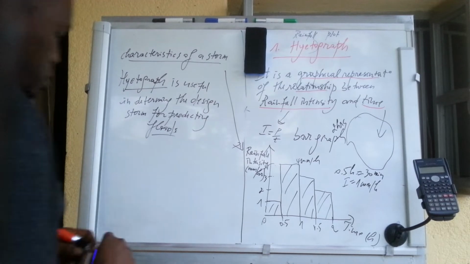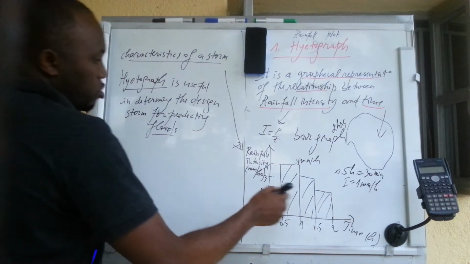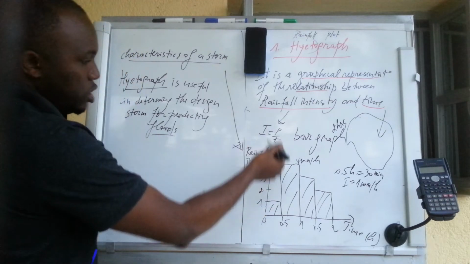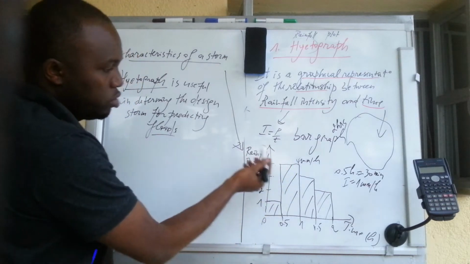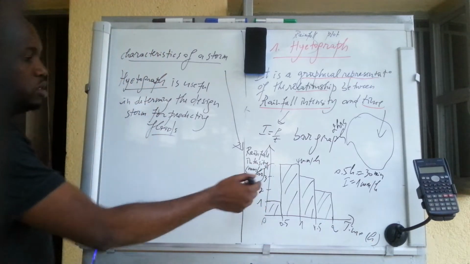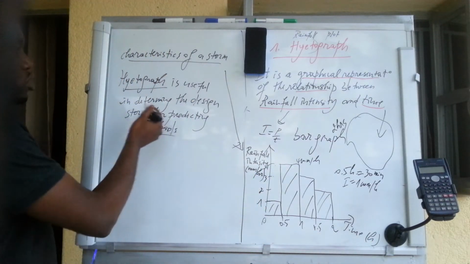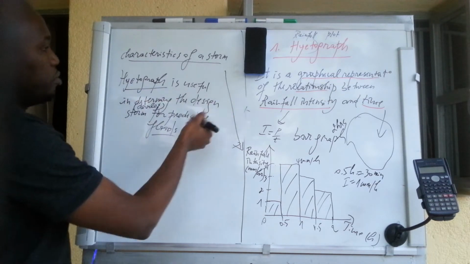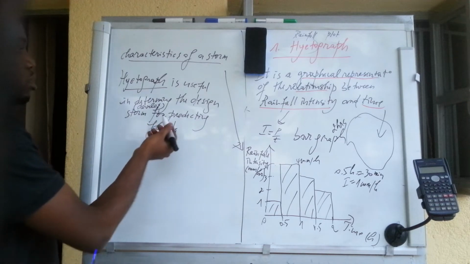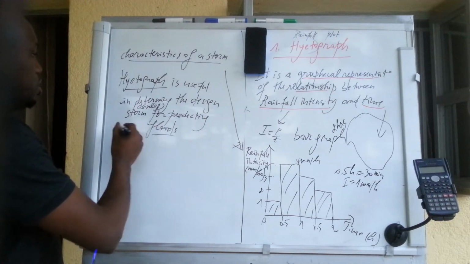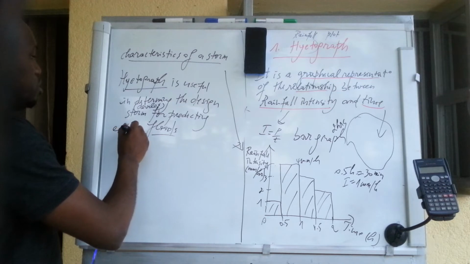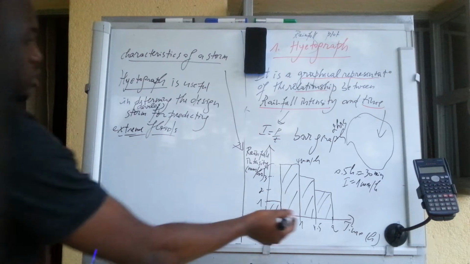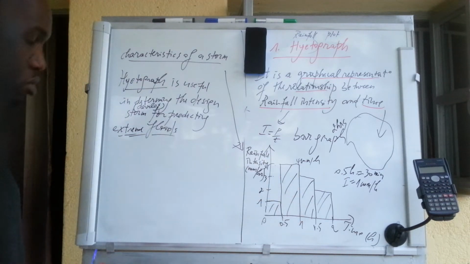So mainly that's what we were saying. So hyetographs are used in various ways. One of the ways is just to represent the relationship between rainfall intensity and the time, but also it can be used just to determine or to develop the design storm for predicting floods or extreme floods. So if you want to predict extreme floods, this hyetograph is also useful.